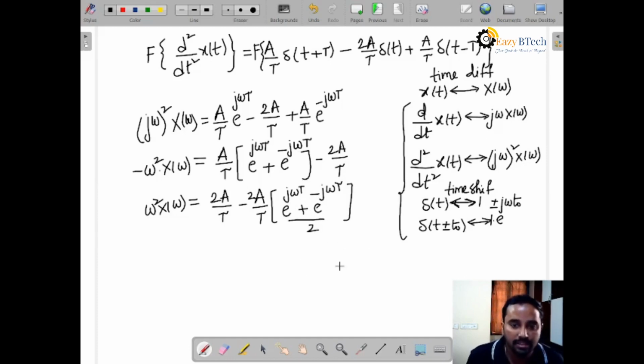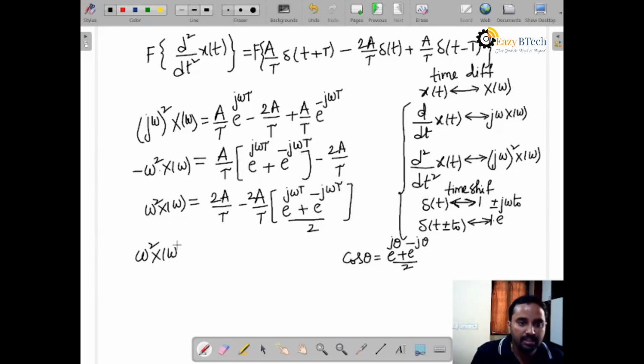Okay, what is cos theta? e power j theta plus e power minus j theta by 2. So in the same manner I am going to write it in cos function. So 2a by tau we can take common. So omega square X of omega is equal to 2a by tau common, then 1 minus cos theta.